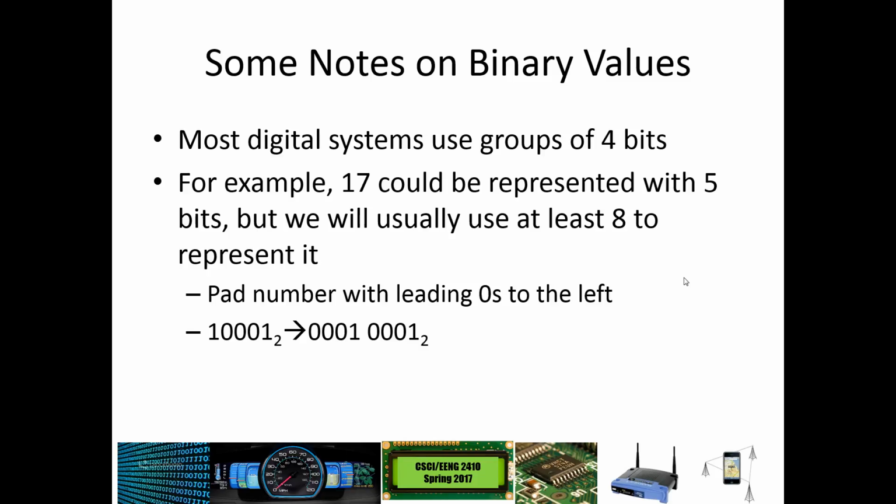Some notes on binary values. Most digital systems actually have groups of 4 for bits. And so typically you have 8, 16, 32, or 64. So we group our bits into nibbles. And so with 17, if we were to just represent that, you could have just 1, 0, 0, 0, 1. But because we like to group things in a group of 4, we will pad with zeros to the left to make 8-bit binary here.